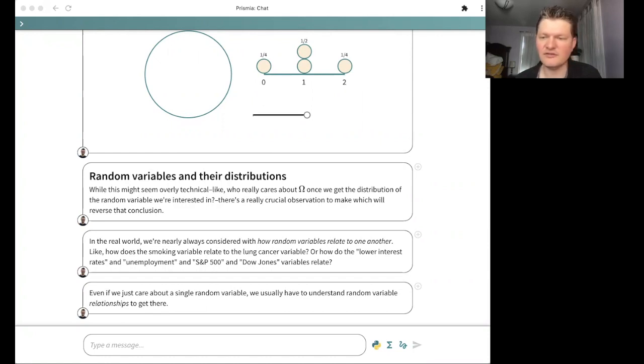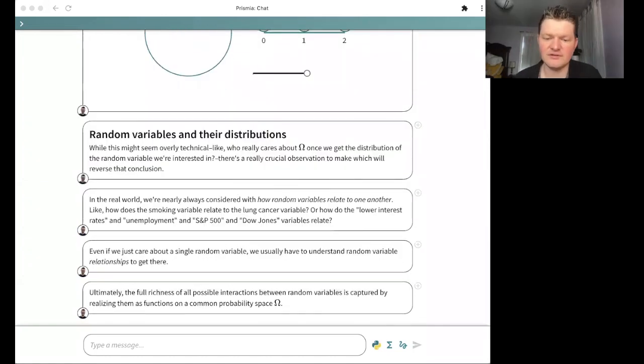So this idea of relationships between random variables is really at the crux of everything you do as a data scientist, at least when it comes to building predictive models or understanding the structure of a data set. And mathematically, the way we capture those interactions or relationships is by realizing the different random variables as functions on a common probability space. So the relationships are going to be embedded in the way that the random variables map specific outcomes to the numerical results associated with that outcome.